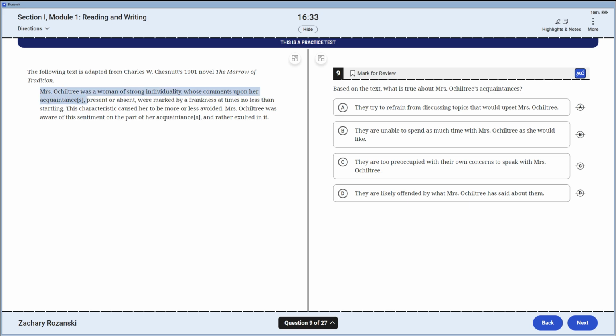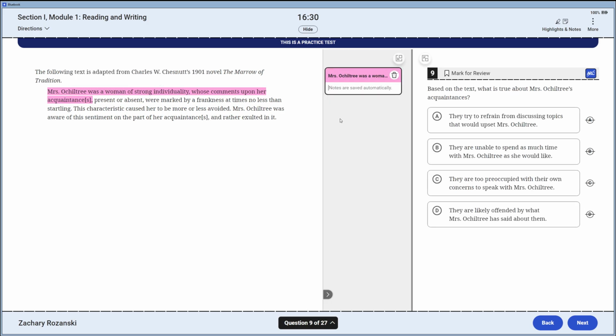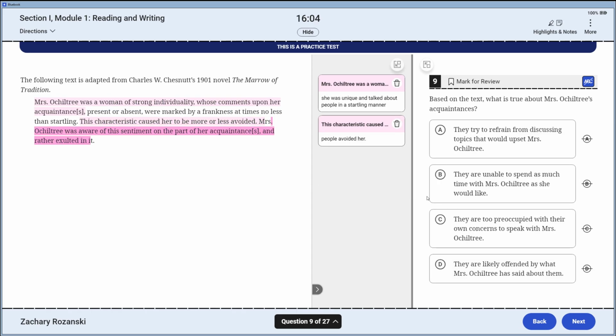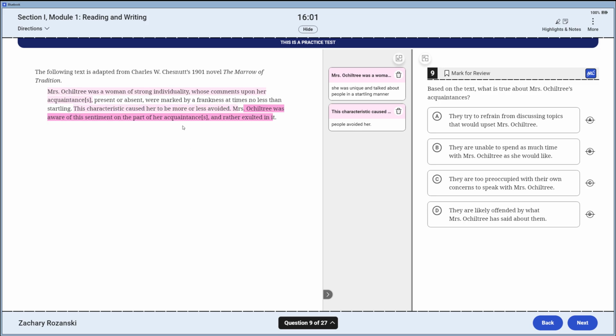Miss Tree Woman was a woman of strong individuality whose comments upon her acquaintance. She was unique, I guess, and talked about people in a startling manner. Okay, this characteristic. Oh, she was disgusting. She was a jerk. People avoided her. Then we can go to the final sentence. She knew that people avoided her. And she liked it. Ooh, she knew it and liked it. She liked that she was a revolting human being.